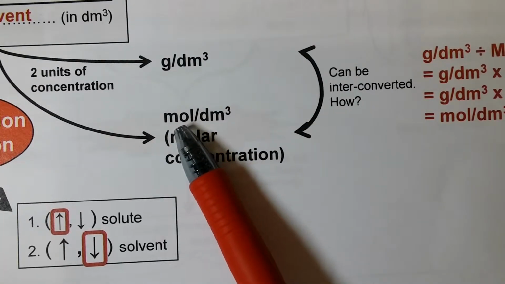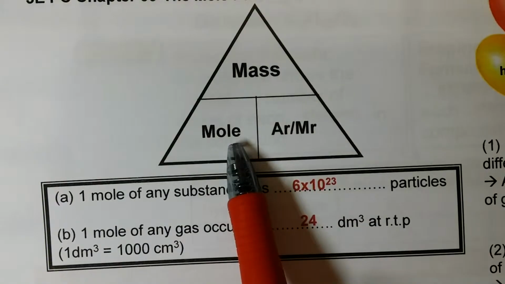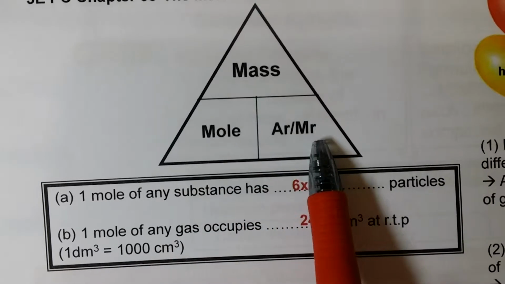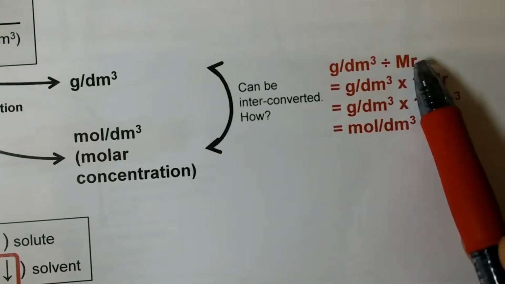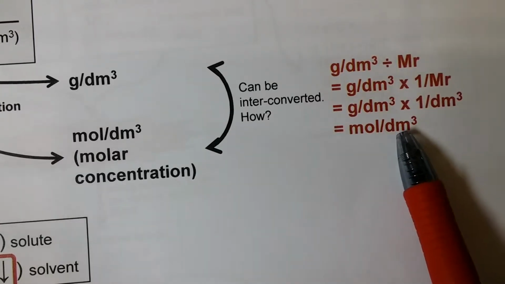How? Look at the triangle. The triangle says that the mass in gram, if you divide it by the mR, you can get the mole. And likewise, if you want to change a mole per dm cube to a gram per dm cube, all you need to do is multiply by the mR. So gram per dm cube can be changed to mole per dm cube, and mole per dm cube can be changed to gram per dm cube. How do you change gram per dm cube to mole per dm cube? Divide by mR. Likewise, mole per dm cube to gram per dm cube, times mR.